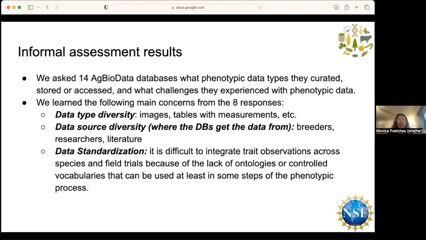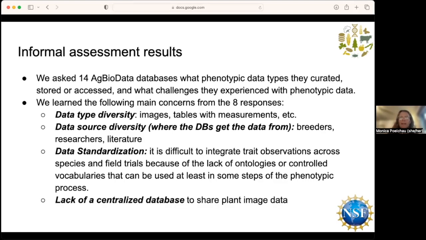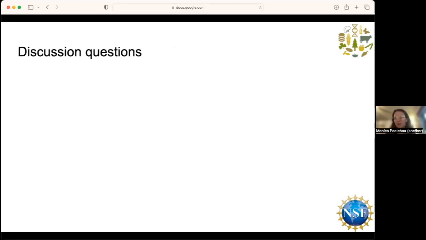Standardization. So it's challenging to integrate trait observations across species, field trials, et cetera, due to lack of ontologies or CVs, controlled vocabularies that need to be used to describe phenotypes, at least in some part. And in terms of image data, there's still the lack of a centralized database to share that plant image data. I think some AgBioData databases store image data, but not many, and not all for sure. So with those results, we kind of knew that these were topics that we want you all to discuss and address, and you'll see that reflected in our discussion questions here.